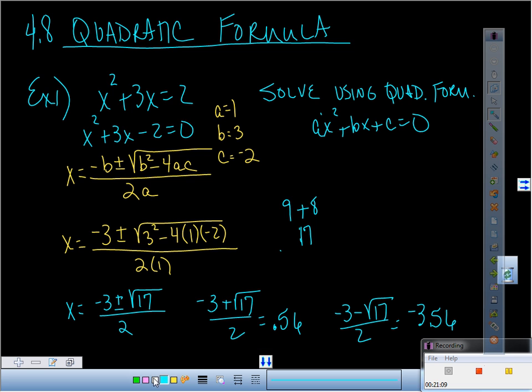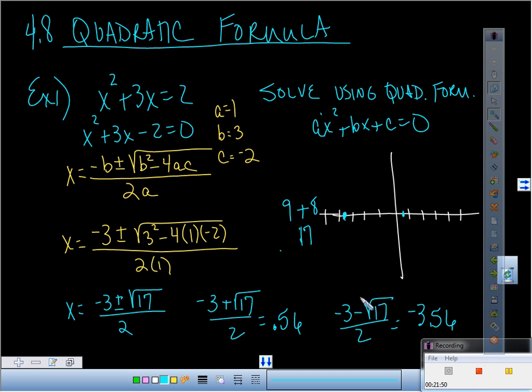Now, the reason I'm doing that is because I want to look at what this looks like as a parabola. I know what these two things are. What are they? Very good. They are my x-intercepts. So I'm going to graph it. We're going to see how much you remember. All right, so one x-intercept is 0.56. That's a little more than half. The other one is negative 3.56. So I'll go negative 1, 2, 3, and a little more than half.